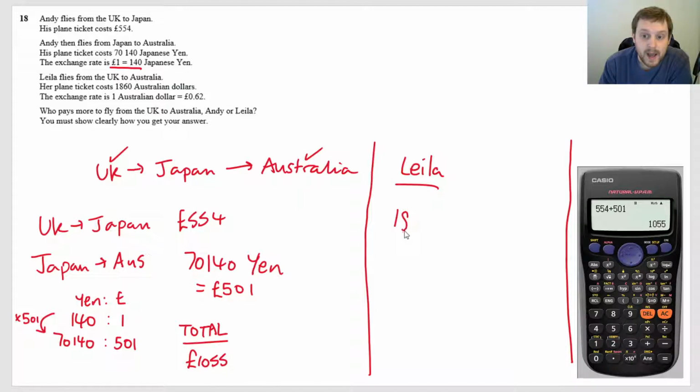So she's spent 1,860 Australian dollars. Each of those is really 62 pence. So we're just going to times this by 62 pence. So what's that? That's 1,860 times 62p. And that's £1,153.20. So who pays more, Andy or Leela? Well, it's Leela, isn't it?